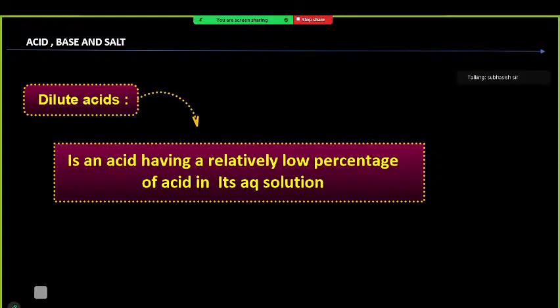So dilute and concentrated solutions should be considered on the basis of how much acid or base is present in a certain volume of water. If the amount of acid is high, then it is considered concentrated acid, or if it is less, then it is dilute acid.